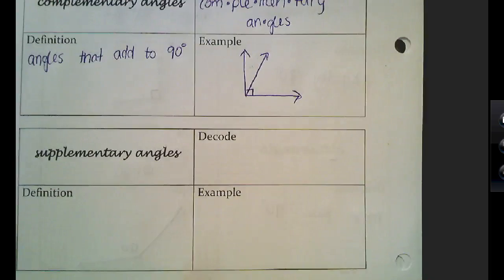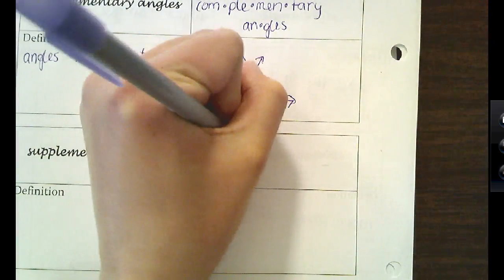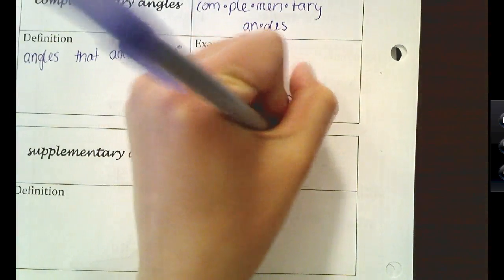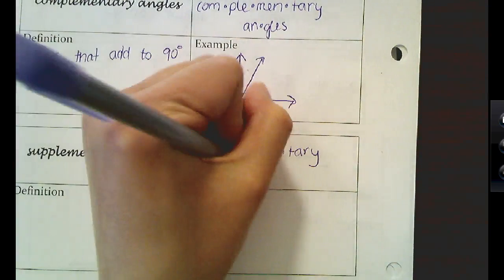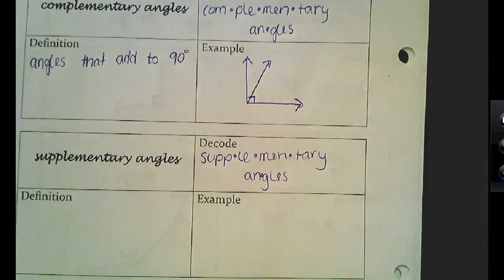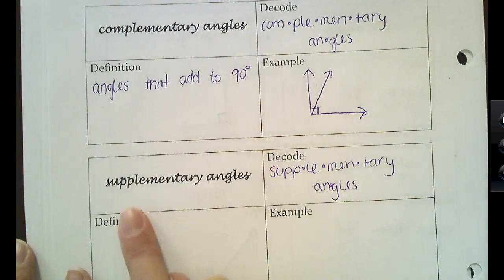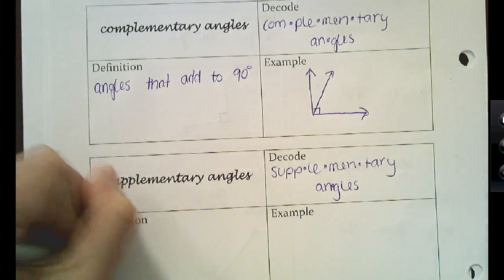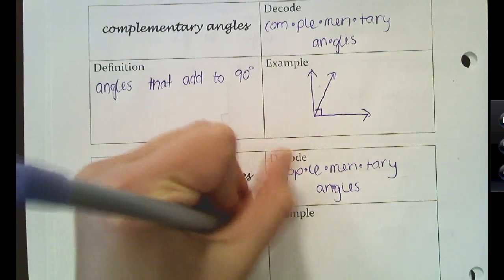So go ahead and decode supplementary for me. Supplementary. Yes, sir. Supplementary angles. And we're going to practice saying that one too, because that's a new word. The word is supplementary angles. What's the word, class? Supplementary angles. Good. So look, complementary angles add up to 90. Supplementary angles add up to 180. Good. That add to 180.